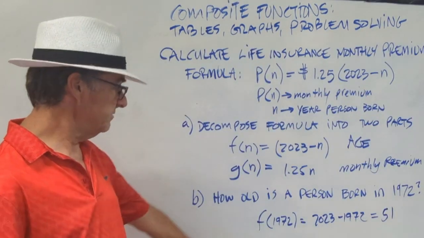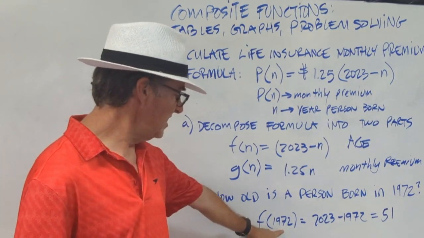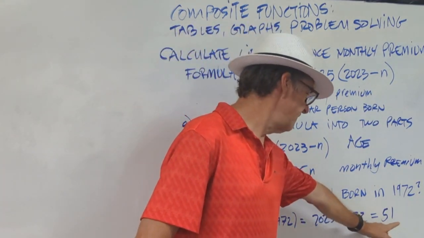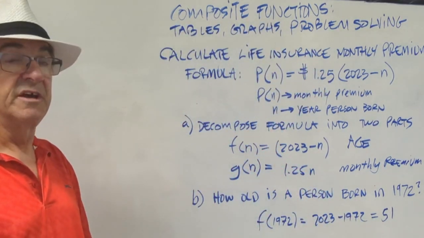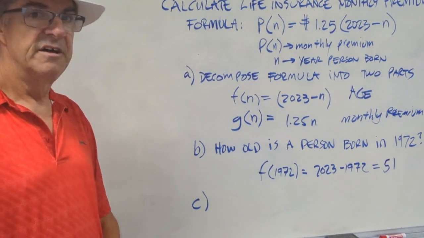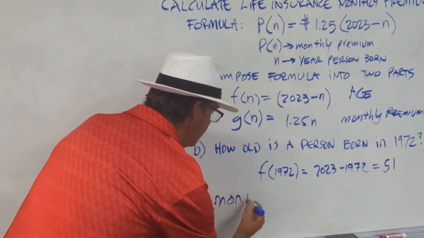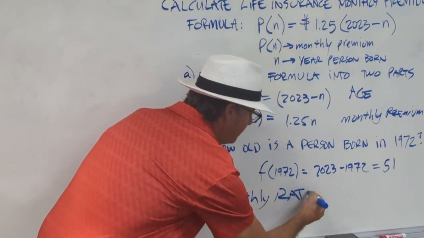Okay, I just used my f of n, my first function. F of 1972 is going to be 2023 minus 1972, which is 51. So this person who's born in 1972 is 51. Okay. Next question is, what is their monthly rate? So go ahead and pause the video and find that.